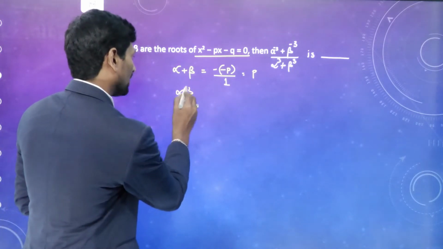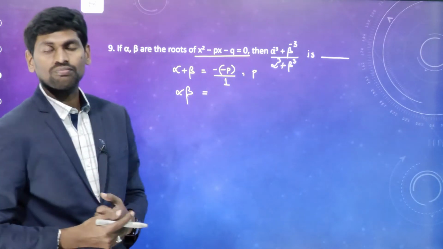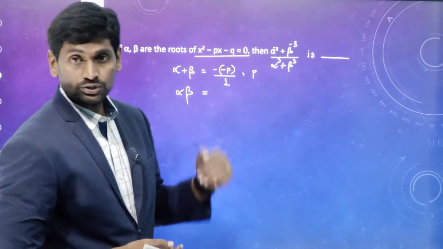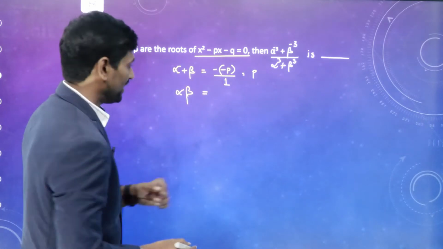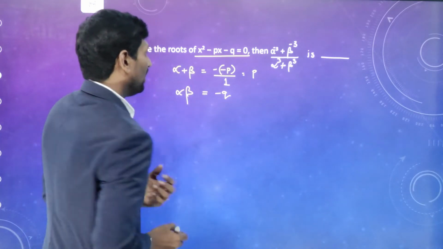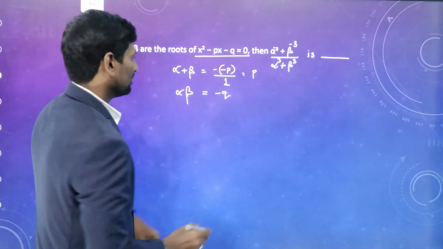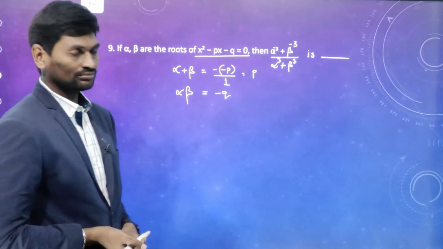Now product of roots alpha into beta. Constant term by x square term. What is constant term here? Minus q, and x square coefficient 1. So the answer is minus q only.